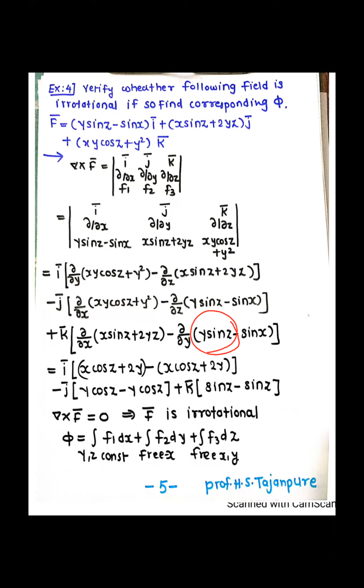And sin x will be 0. All the terms are getting cancelled, and hence del cross f bar equals 0. This implies f bar is irrotational. Again, write the formula for phi in the same manner.